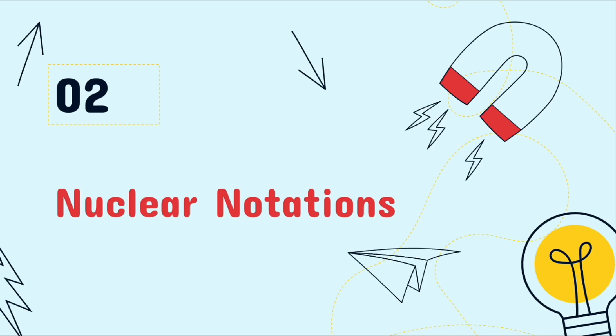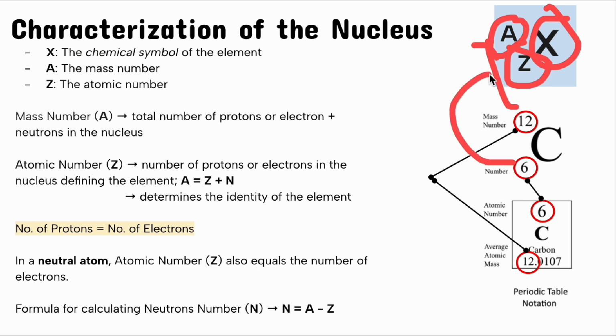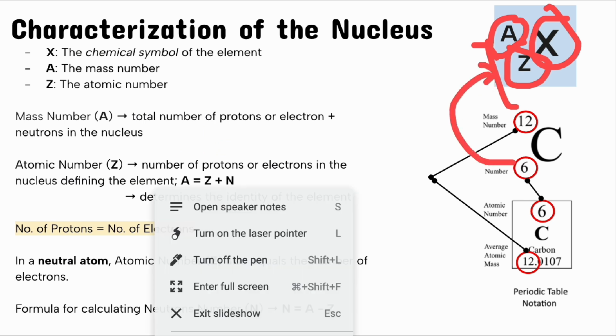Alright, now, let's move on to nuclear notations. These are very simple. If you've done physics, then you probably know all of these already by now. The characterization of the nucleus. Over here, X represents the chemical symbol of the elements, A is the mass number, Z is the atomic number, as seen in this example where carbon has a mass number of 12 and atomic number of 6.